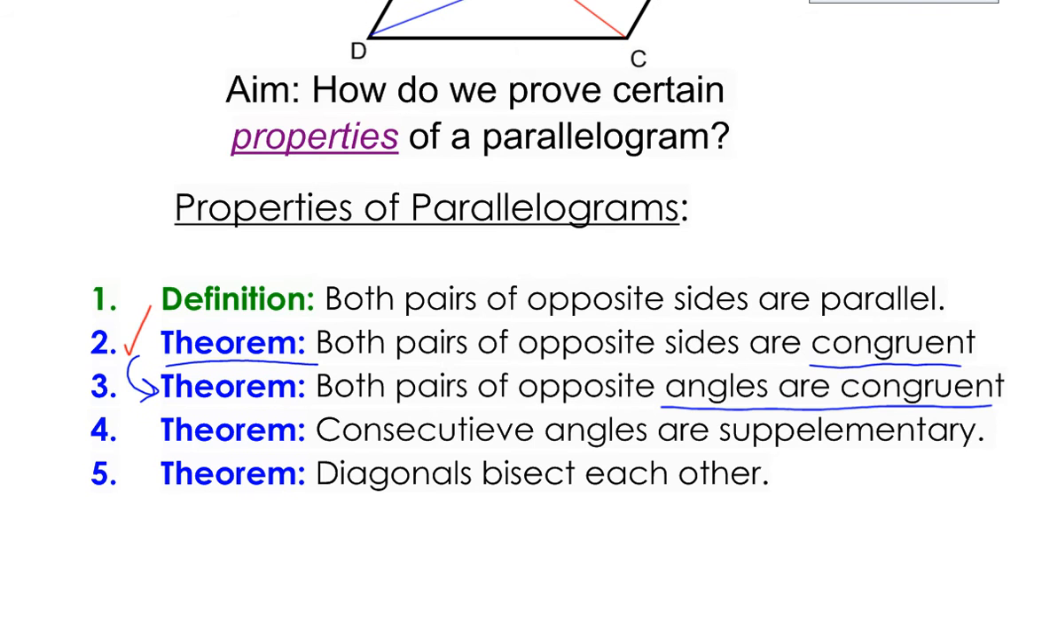We discovered that both pairs of opposite sides are congruent, which is a theorem, and we proved that in one video. We also know that both pairs of opposite angles are congruent, which is also a theorem, and we proved that one as well. The next one is consecutive angles are supplementary. We're going to prove this theorem, that consecutive angles are supplementary. So let's see what we got.